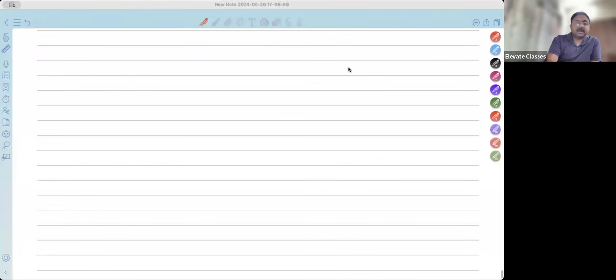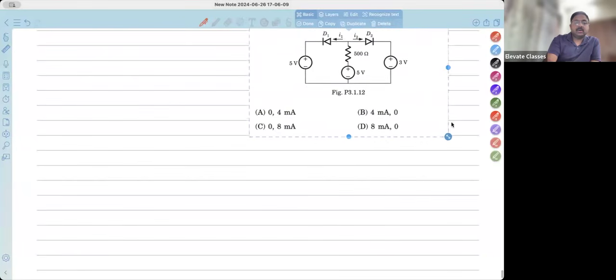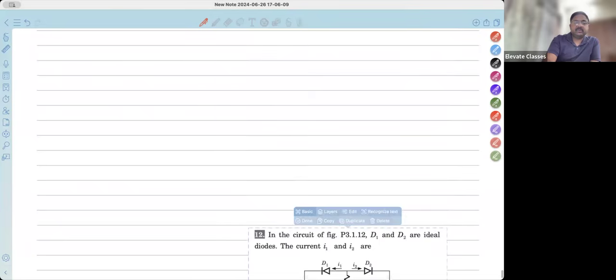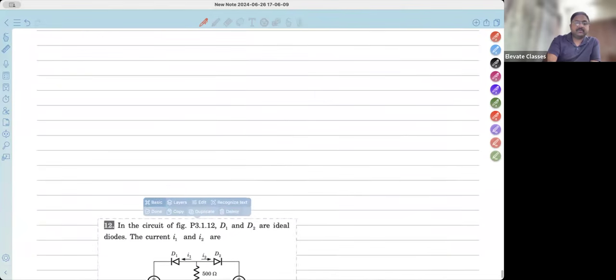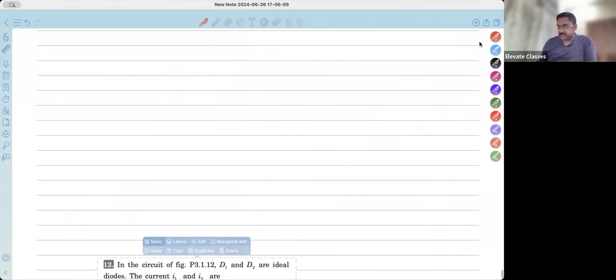Now, this is a question on diodes. So before we do this problem, very quickly, let me just remind you what we do in diodes, because many times students have a confusion about what we do in diodes. I hope you must have revised electronics this week or something. So you remember what we do for diodes, all right?